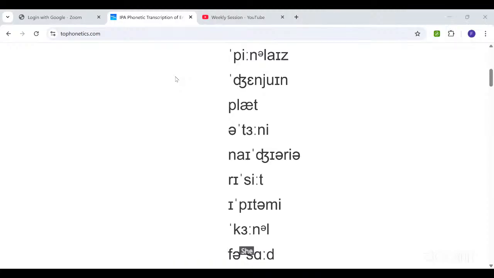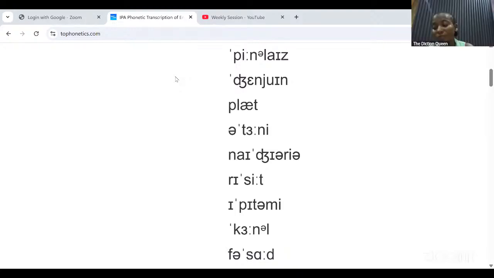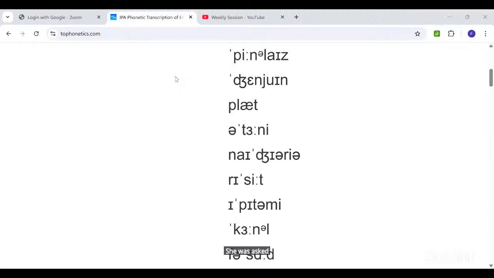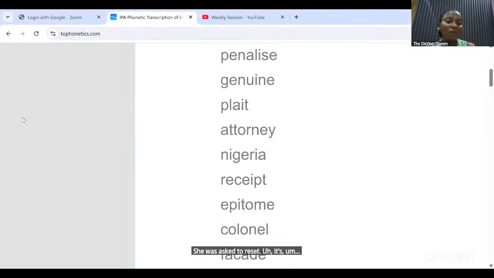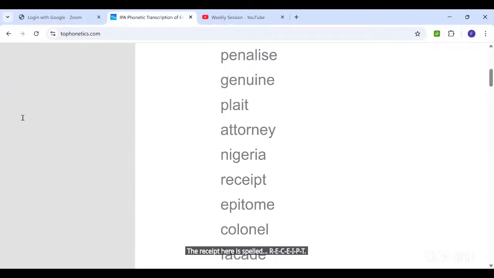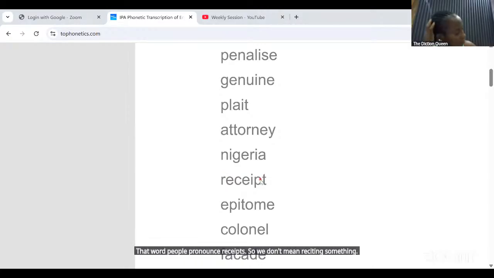She was asked to receipt her exam. The receipt here is spelled R-E-C-E-I-P-T. That is the word people pronounce as receipt. All right, so we don't mean receipting something. Okay, please make another sentence.